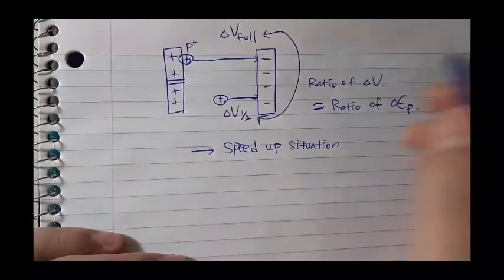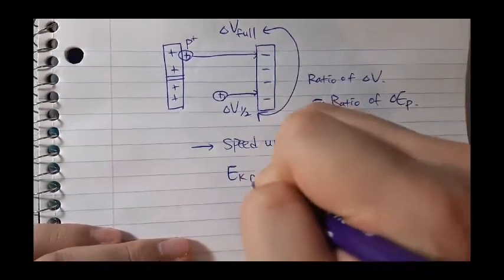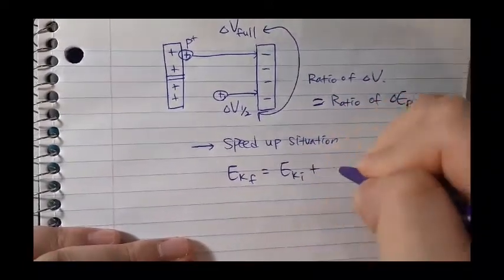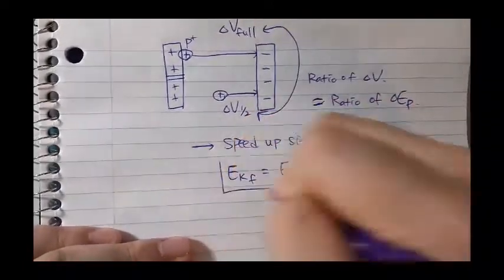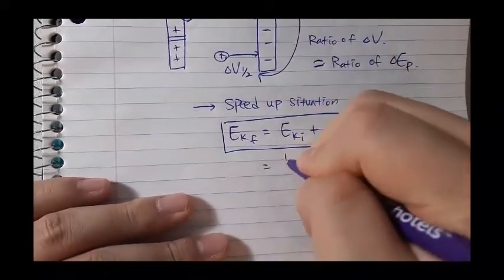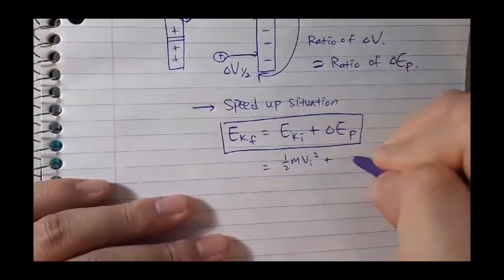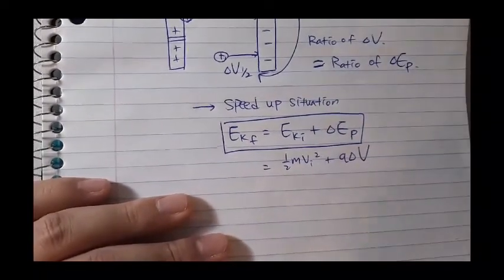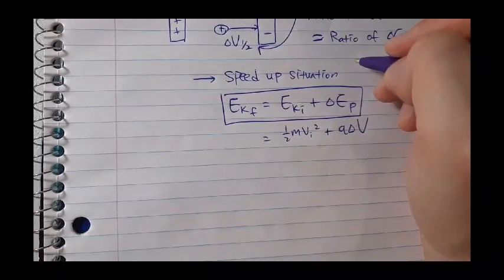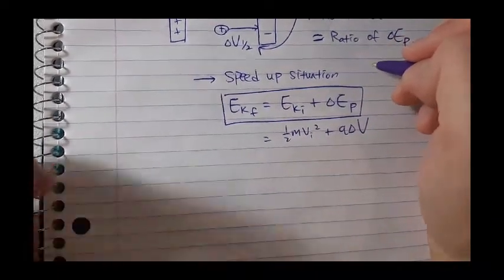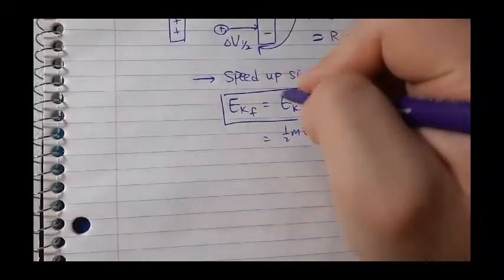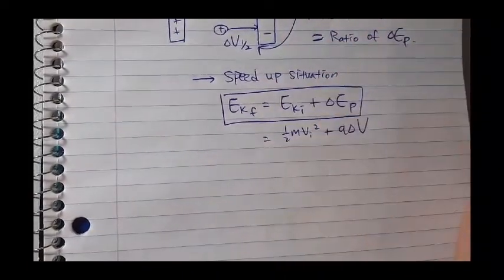Then here's what you can think of. My final kinetic energy is gained from my initial kinetic energy plus delta EP. I can put it like 1/2 m v_i squared plus q delta V, something like that. This is a situation where you may start at rest, or you may have a speed originally. Who cares? It is speeding up. So from a scalar perspective, it should be adding.